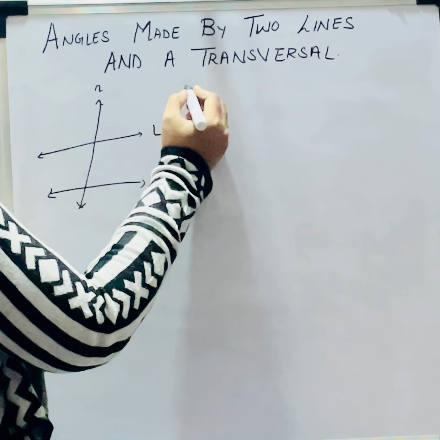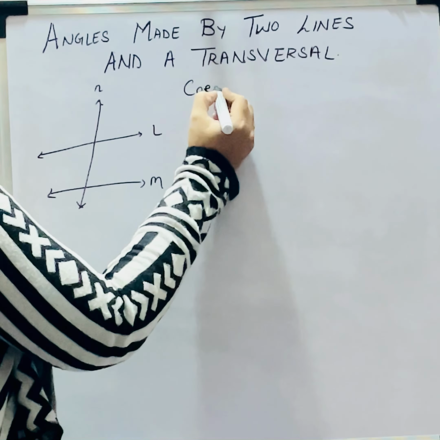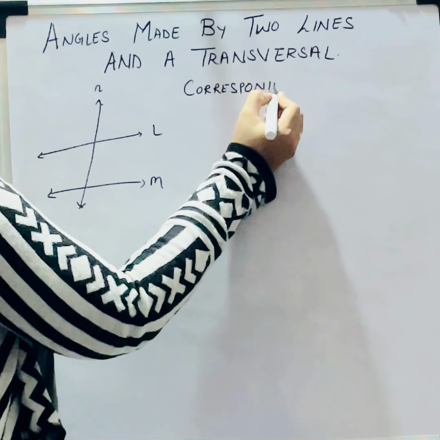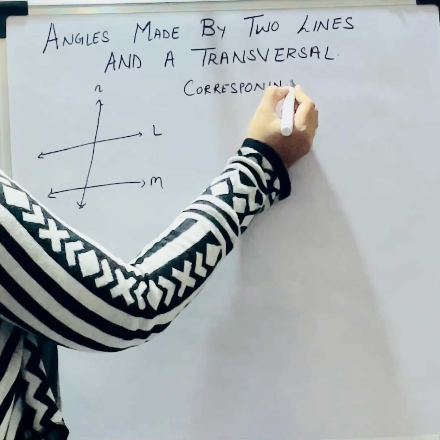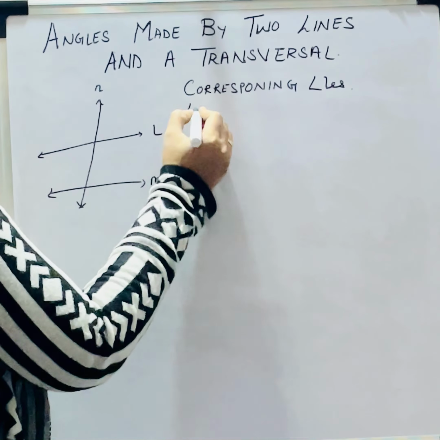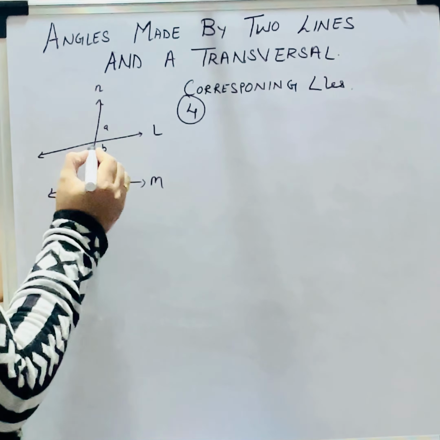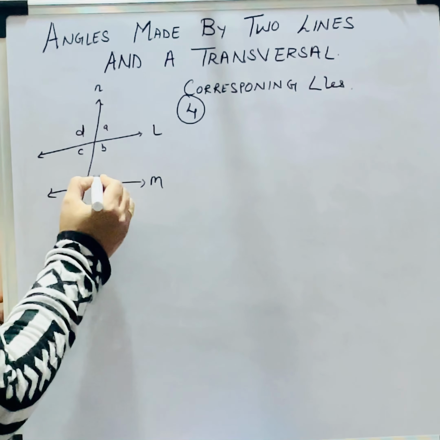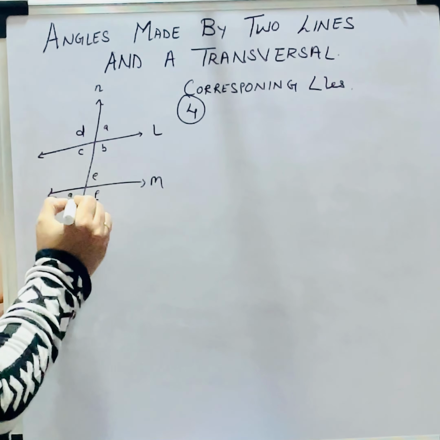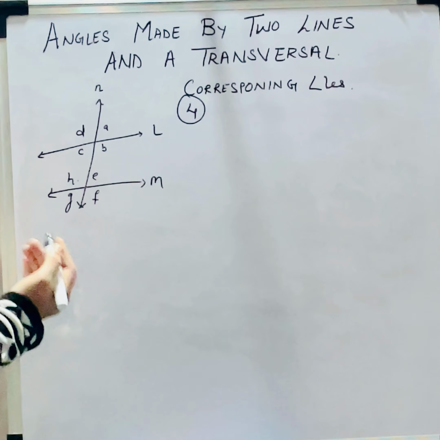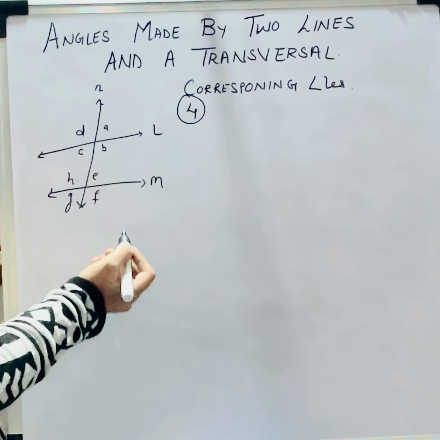So the first type of angle is corresponding angles. A transversal forms four pairs of corresponding angles. Let's name the angles as A, B, C, D, E, F, G and H. For corresponding angles, the angles have to lie on the same side of the transversal and have the same position with respect to the lines L and M.